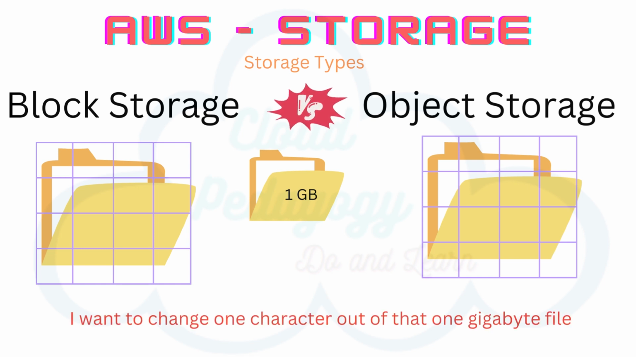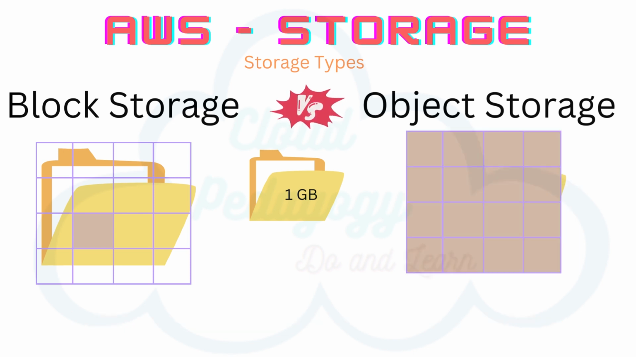For example, let's say I want to change one character out of that 1 GB file. If my file is stored in block storage, changing that one character is simple, mainly because we can change the block or the piece of the file that the character is in and leave the rest of the file alone. Whereas in object storage, if I want to change that one character, I instead have to update the entire file.